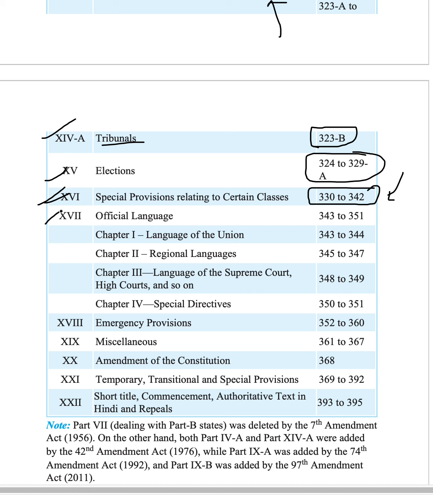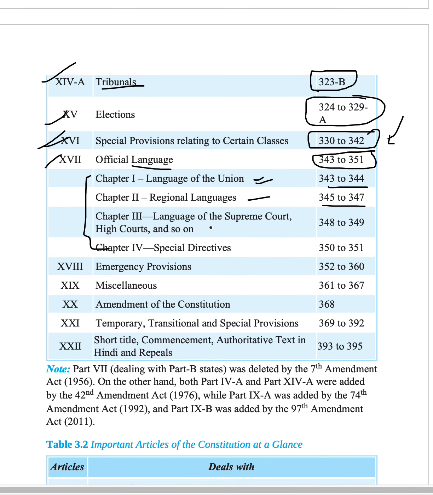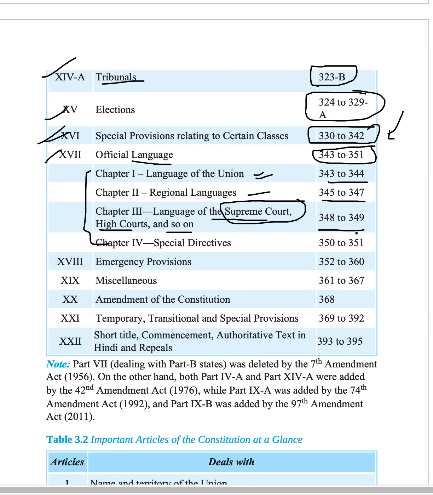Then Part 17 talks about the official language. Official language has been covered from 343 to 351, in which there are 4 chapters. First is the language of the Union, 343 to 344. Regional languages, 345 to 347. Language of the Supreme Court, High Court, and so on. So let's say, for example, the Supreme Court only works in the English language, so that is given in these particular articles, 348 and 349.